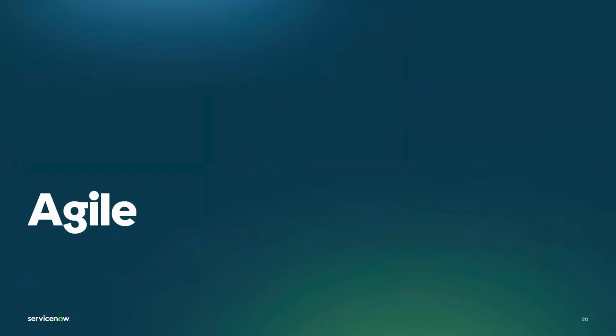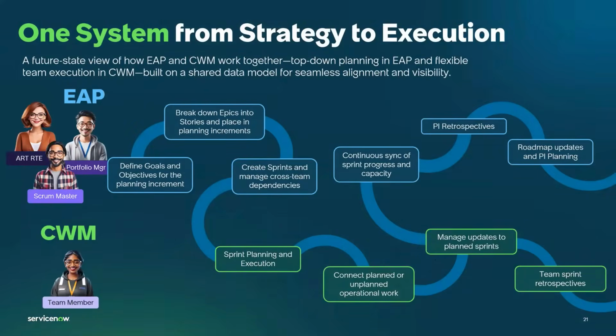So that brings us to our Agile planning section. So this is our vision for Agile planning and how CWM and EAP will connect. And I know I saw this question in the chat a bit. So EAP is more for the team of teams level planning. This is where you are going to start planning your PI, creating your goals and objectives for that PI. Then you're going to break down your work into epics and stories and place them in the different sprints. You're also, again, doing that cross-team planning here. So if you have cross-team dependencies, those will be managed in EAP.